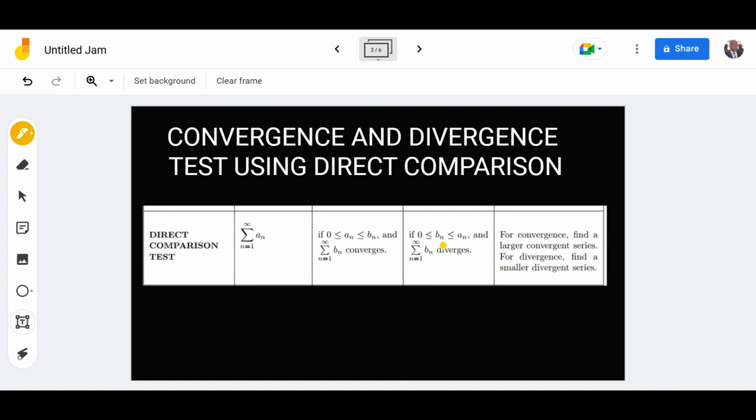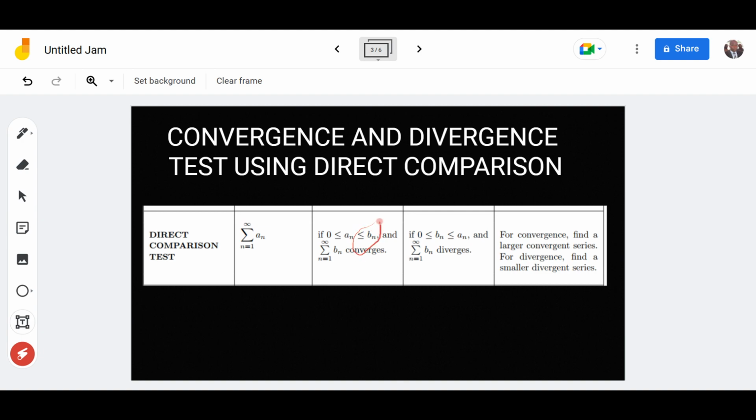Now, if your Bn is smaller than An, the original one, then you can only test for what? Divergence. So if the Bn diverges, the An will also diverge. Take note of this. I want to repeat that again and stress it.